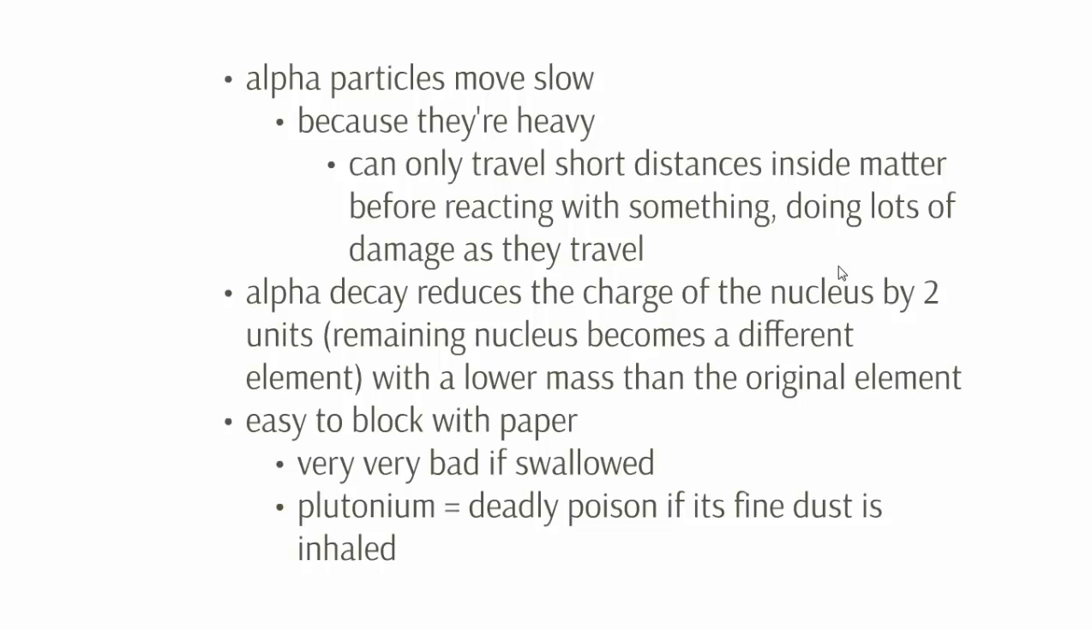And basically alpha decay reduces the charge of the nucleus by 2 units, and your remaining nucleus is going to become a different element because it's losing 2 protons, and also 2 neutrons, but remember that protons are the ones that make it a different element. And the remaining nucleus is going to become a different element, and it's going to have a lower mass than the original element. So they're easy to block with paper. So alpha particles are the easiest to block, but they do the most damage.